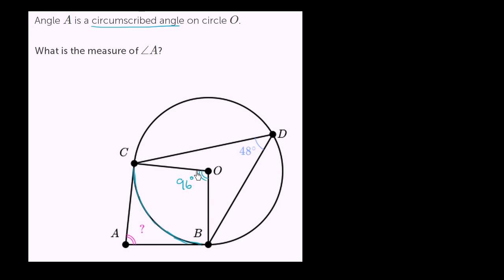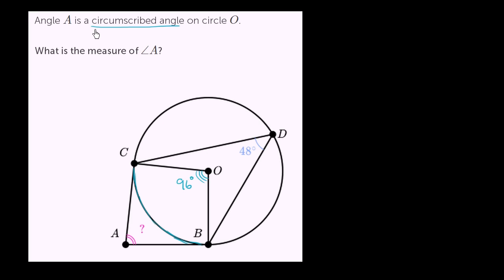I could put 3 markers here just because we've already used a double marker. Notice they both intercept arc CB. So some people would say the measure of arc CB is 96 degrees. The central angle is 96 degrees. The inscribed angle is going to be half of that, 48 degrees. So how does this help us?